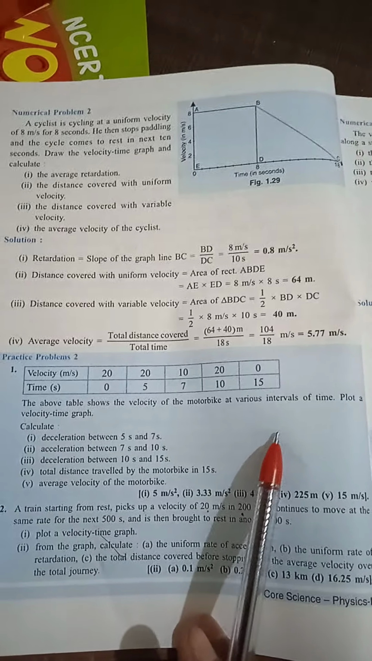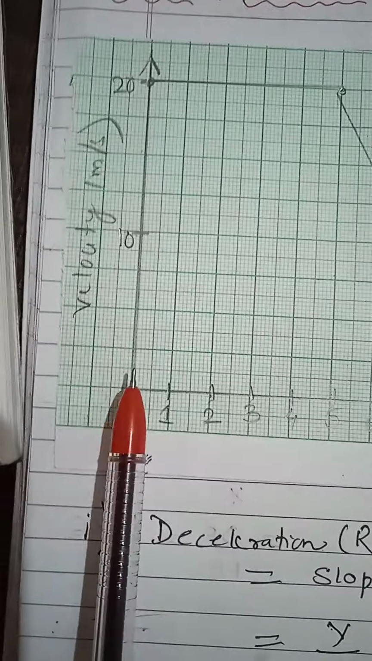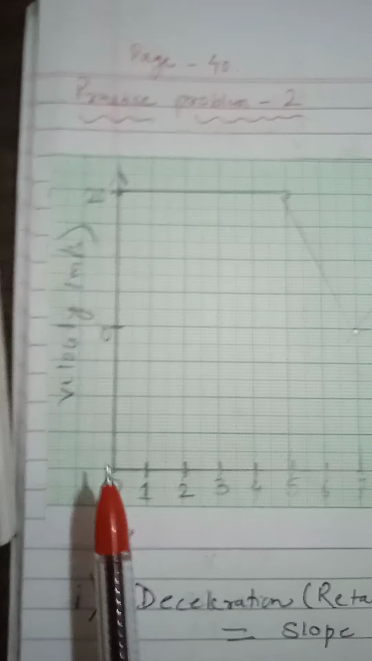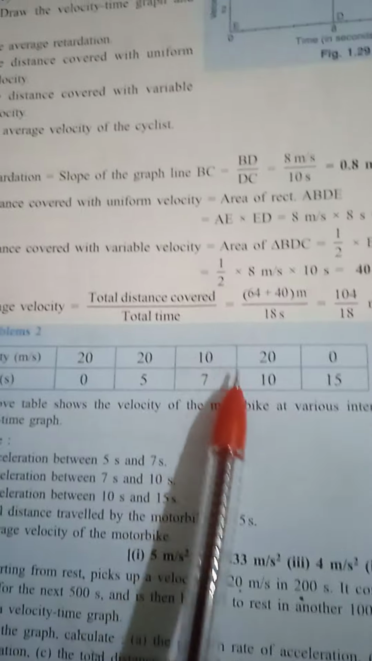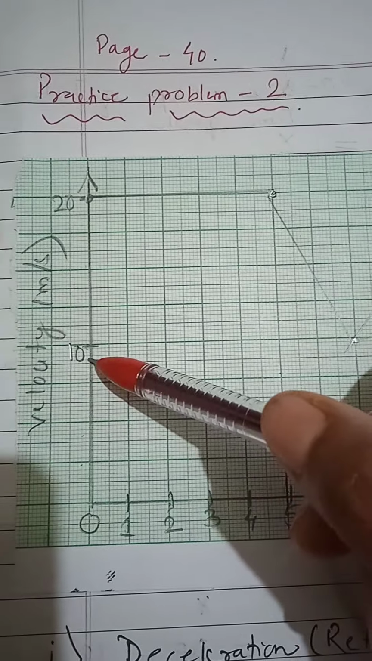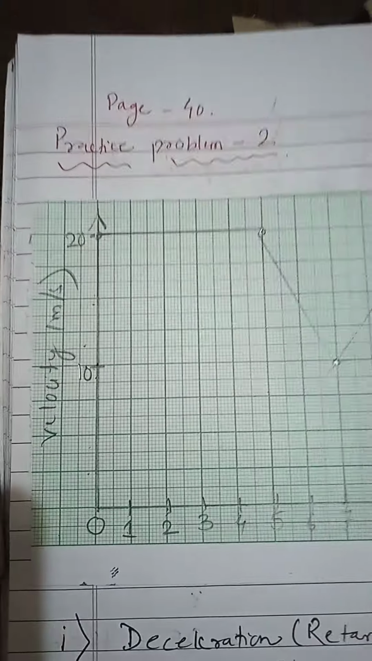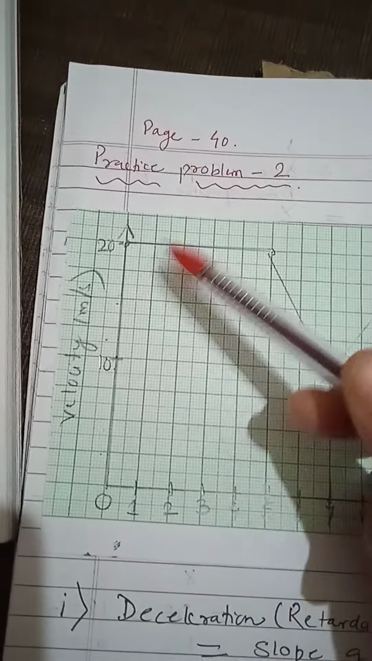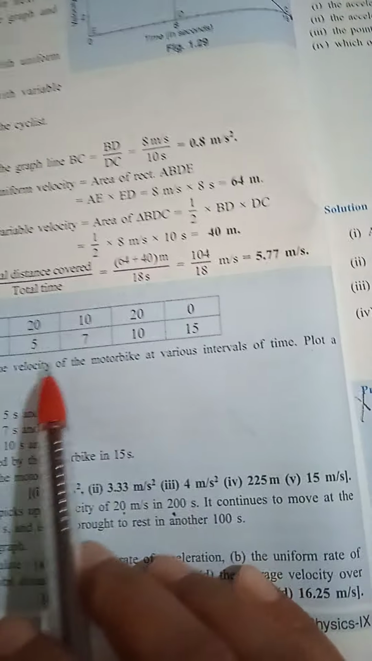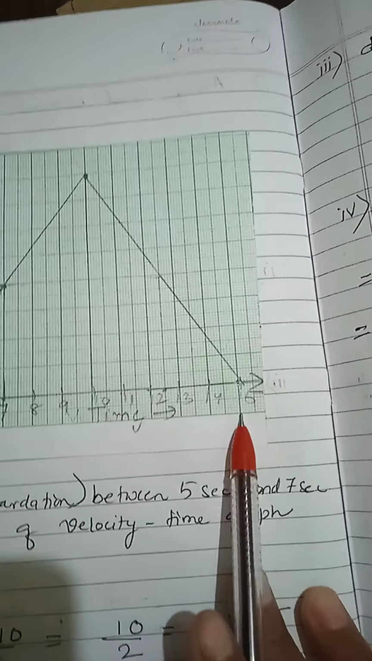Now again, you have to plot the graph first, then find these things. First, take time along the x-axis and velocity along the y-axis. Since on the y-axis I need only the two values 10 and 20, I have selected 1, 2, 3, 4 bigger squares as 10 units. Then 20. The next will be 30, but since I need only 10 and 20, I have taken this one. And in time, I need up to 15 seconds, so I have written it like this: 1, 2, 3, 4, 5, 6 till 15.